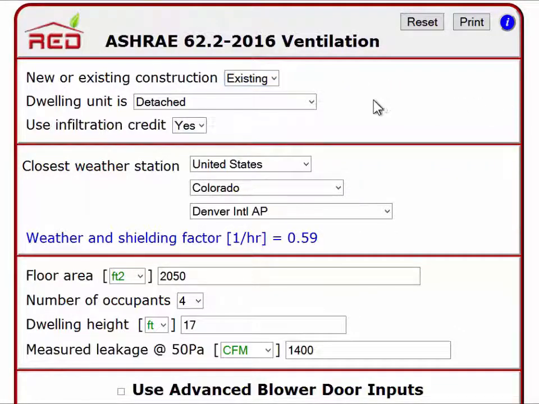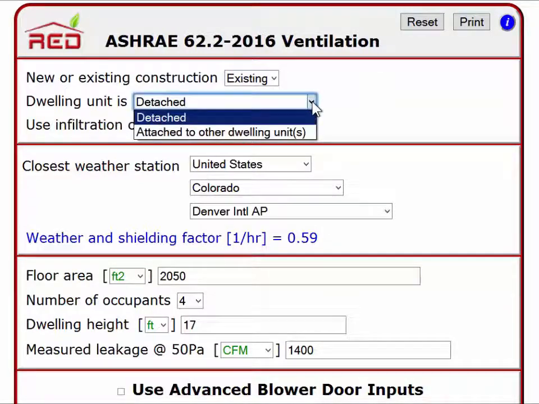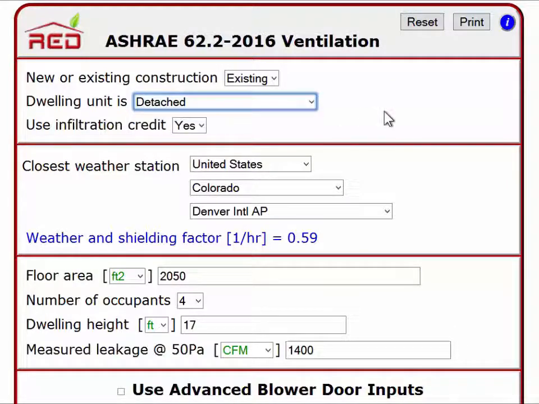The next item is whether the dwelling unit is detached or attached to other dwelling units. This is new to the 2016 version of the ASHRAE standard. If you want to know more about this, please watch the extended video tutorial. The next and final input for this section of the tool is use infiltration credit. You have a choice of yes or no. We recommend that you choose yes for most cases.